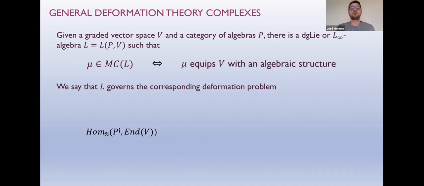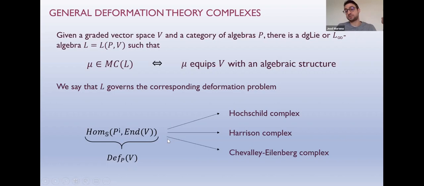More generally, if the category of algebras is governed by a nice operad, then you can use the convolution Lie algebra, which is given by taking the symmetric maps from the Koszul dual cooperad of P to the endomorphism operad of the vector space. And that's also called the deformation complex. This recovers at once the Hochschild, the Harrison, and the Chevalley-Eilenberg complexes. So you can use operad theory to study all these deformation theories at once. So what I did for associative algebras, you can do it using operads very nicely.